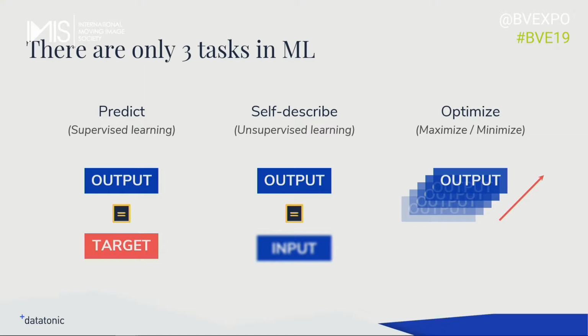And my secret to share with you today is that there's only 3 things that machine learning can do. So if you can think about your problem in one of these 3 ways, then you know how to start.